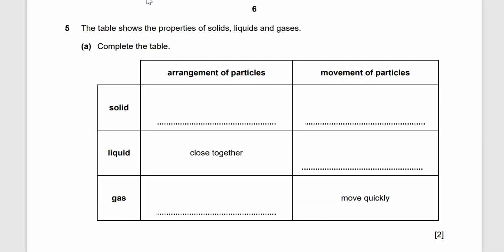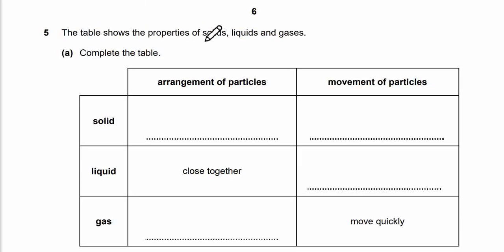Next we move on to question 5. The table shows the properties of solids, liquids, and gases. Complete the table: solid, liquid, and gas. Arrangement of particles, movement of particles. So liquid: close together. Gas: particles move quickly. So let's just fill this in.